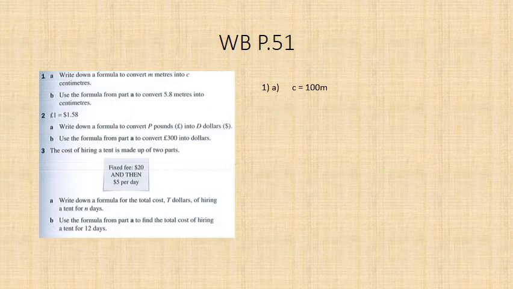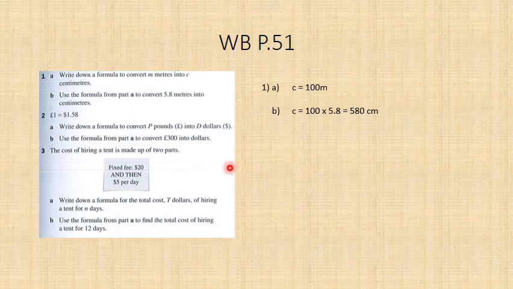Okay, he needs me here in question B to use the formula in part A to convert 5.8 meters into centimeters. So I will remove m and put 5.8. So C equals 100 times 5.8, which equals 580 centimeters.